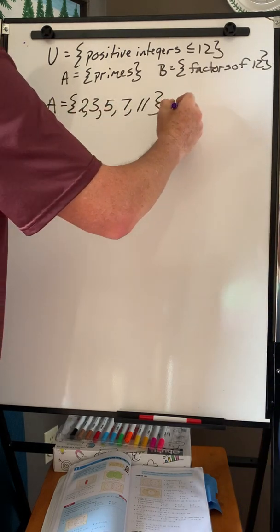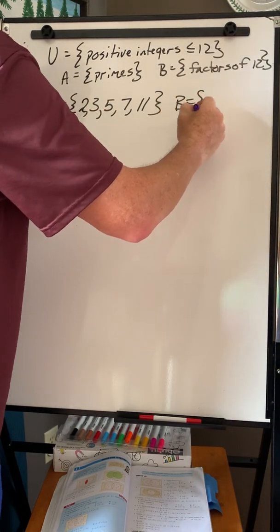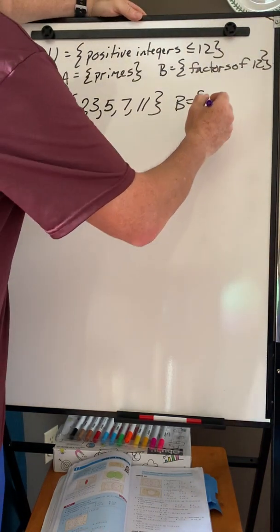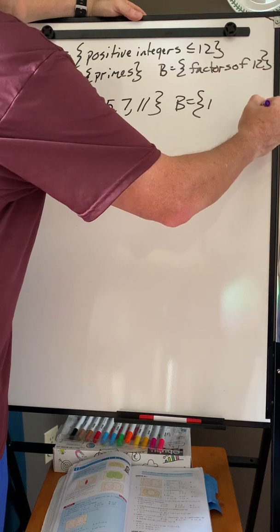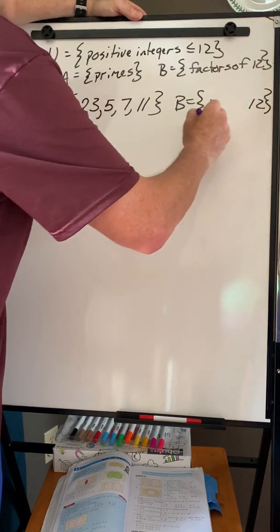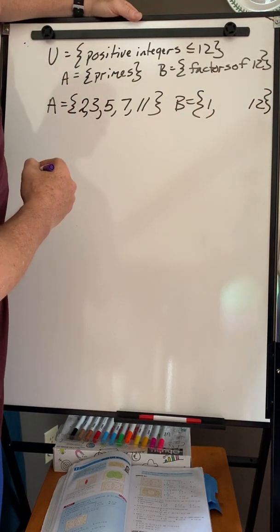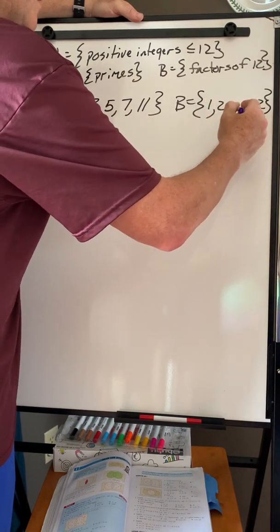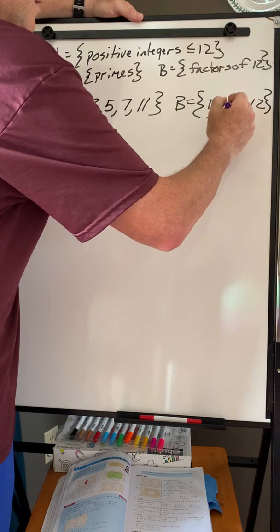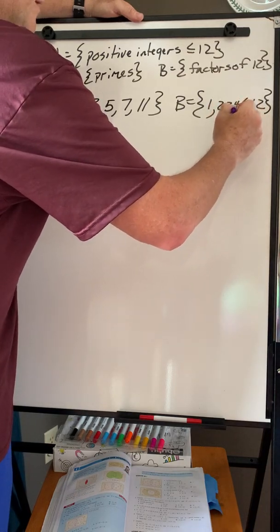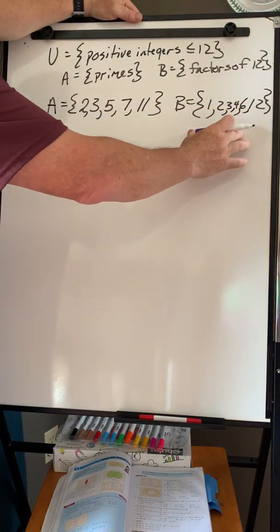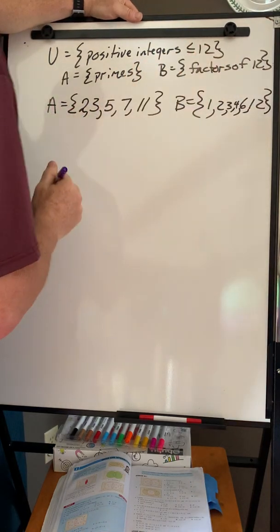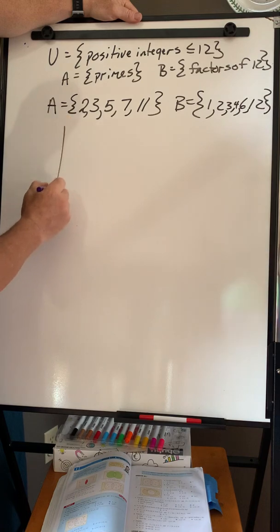Now B is all factors of 12. So we know we have 1 times 12. So those are both going to be factors. What else do we have? 2 times 6. 3 times 4. That's it. So there we have all the factors of 12 and all the primes of numbers less than or equal to 12. So then we have to draw our Venn diagram.